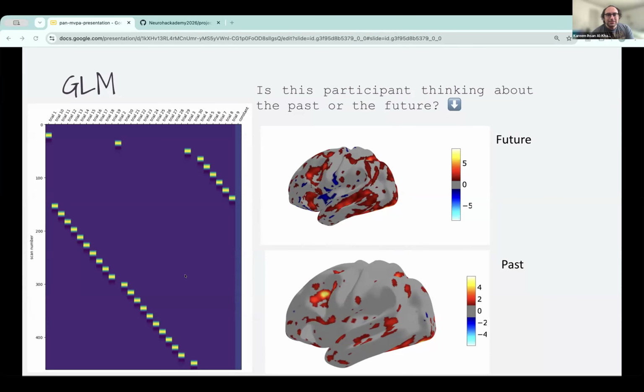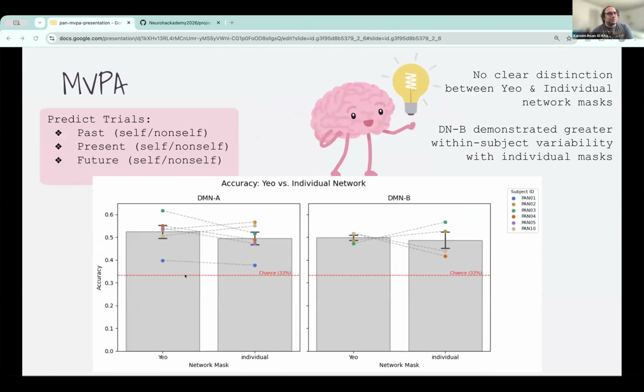All right, go on. The model itself was run with a multivariate pattern analysis, and cross-validation was done with a leave-one-out method to predict either past, present, or future self from these trials.